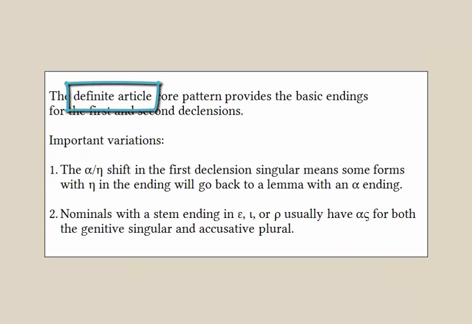The definite article is the core pattern that provides basic endings for the first and second declensions, but there are important variations. One we looked at was that alpha eta shift in the first declension singular, which means some forms that have an eta in their ending will go back to a lemma that has an alpha ending, and that's usually not a big deal for finding it in the lexicon. And then nominals that have a stem ending in epsilon, iota, or rho usually have alpha sigma for both the genitive singular and the accusative plural.